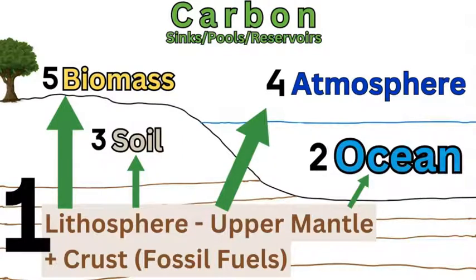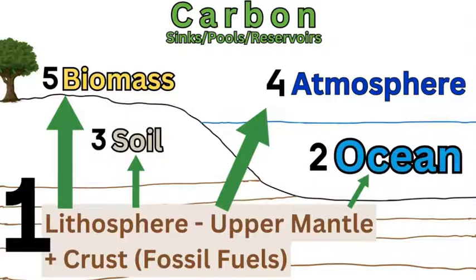So for the carbon cycle, there are 5 major carbon sinks or carbon reservoirs or carbon pools where the carbon is stored for a certain amount of time. Now each storage or each pool is different in its characteristics, in size, and also how long the carbon is stored in that particular pool or reservoir.